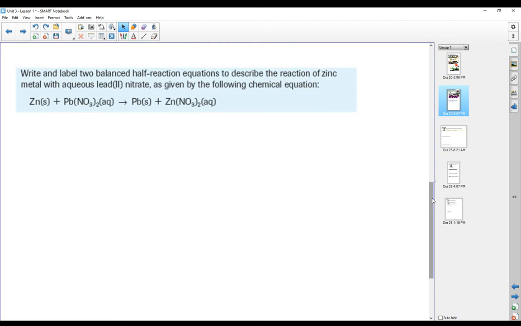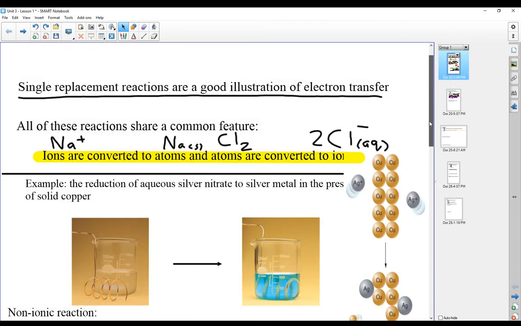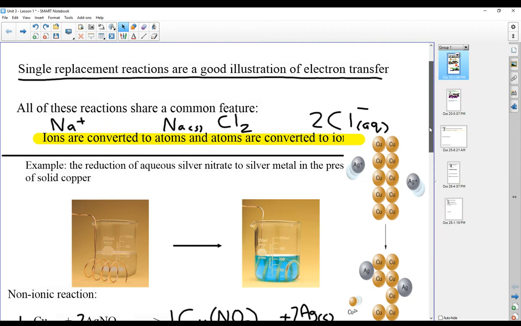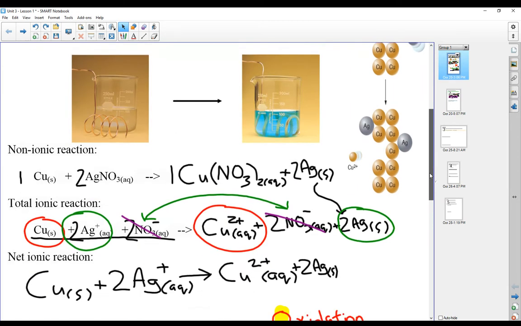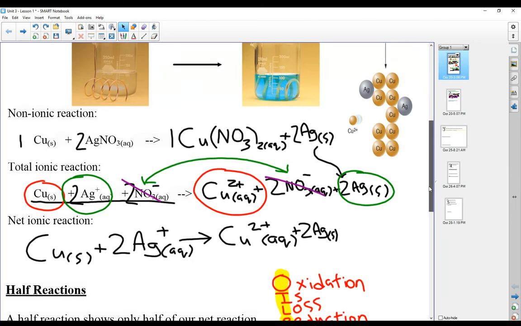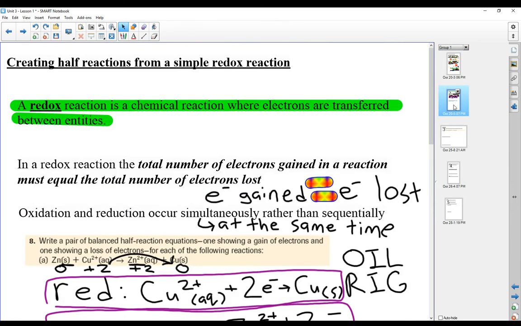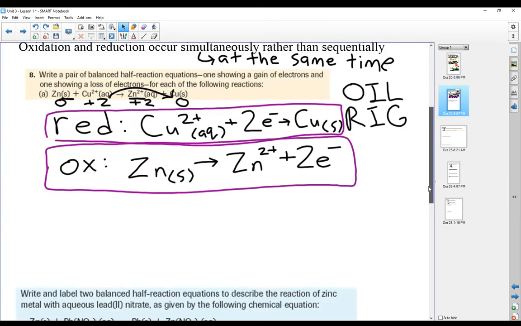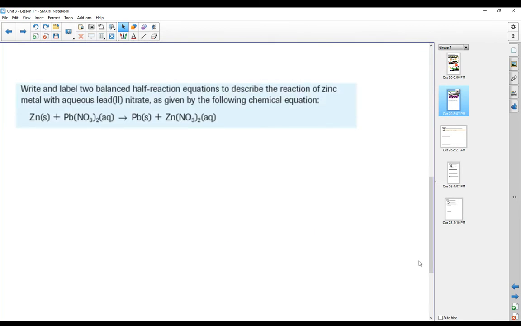All right, our next question says write and label two balanced half reaction equations to describe the reaction of zinc metal with aqueous lead 2 nitrate as given by the following chemical reaction. Going back to our notes on the first page, one of the things we notice is that ions are converted to atoms and atoms are converted to ions. Scrolling down, we've already seen nitrate, and nitrate is always going to remain as an aqueous species.